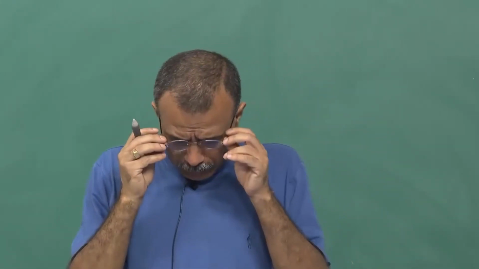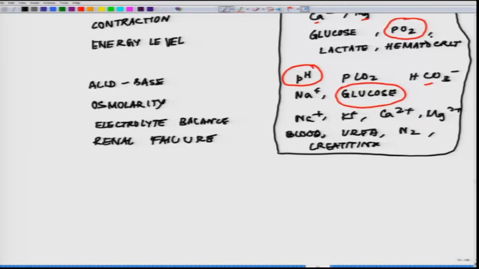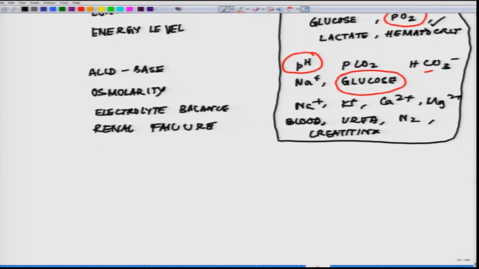So, having said this, now we will move on in the next class to the ion selective electrode with one example of an ion selective electrode. Then as we promised, we will talk about oxygen electrodes, the pH electrode, and the glucose electrode.